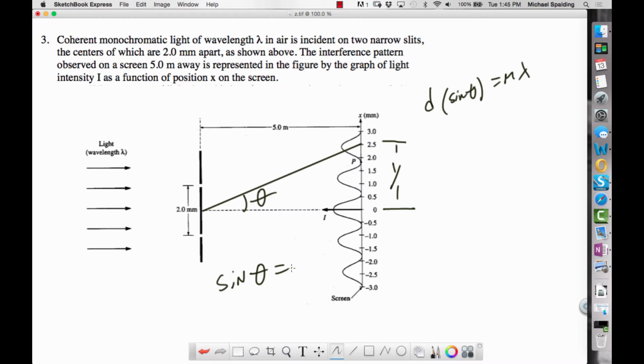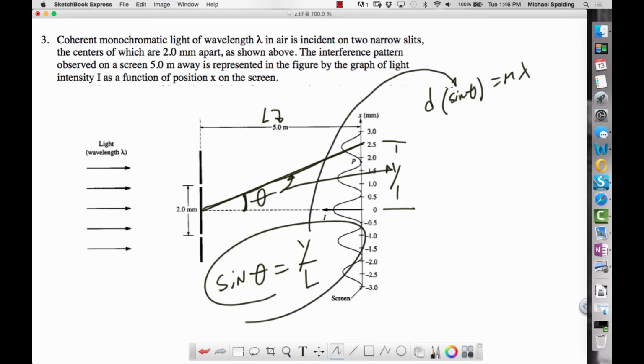Now, an approximation is to say this. Sine theta, well, what's sine? Sine is opposite, which is y, over hypotenuse. For very small angles, wouldn't this hypotenuse basically be this distance here? So we're going to say that that's L, where L is this 5 meters right there. If you plug it in up here, you can get this other equation, which is y equals lambda L over d times m, the fringe order. Those are the two equations that we're going to need to answer the questions.